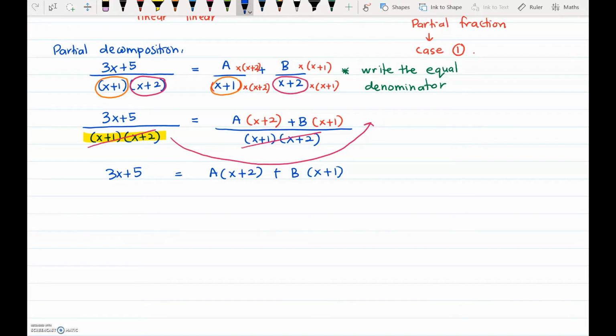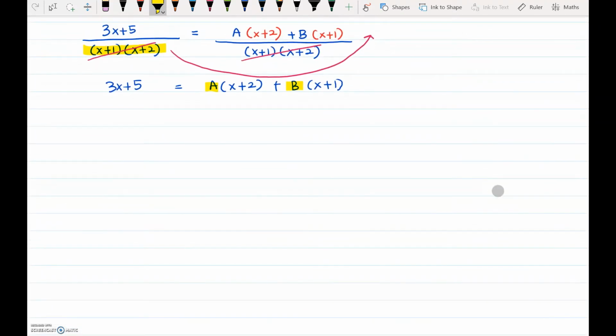Okay, remember your target is we want to find the value of a and b. So now let's continue with the next step. To find the value of a and b, we will use the suitable x to eliminate one of the factors in this equation. Let's say for the first one, we want to eliminate the factor from b.